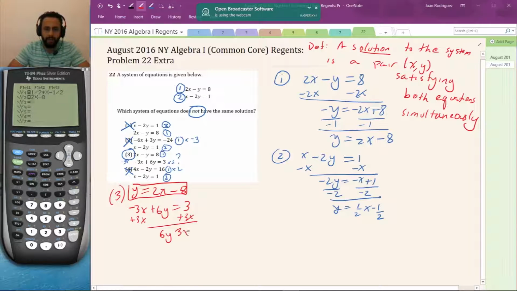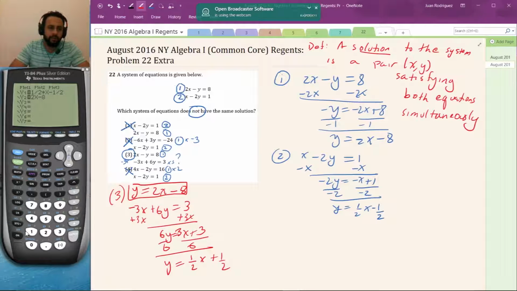6y equals 3x plus 3. And then I divide by 6. And I got y equals 3 over 6 is 1/2, so 1/2 x, and 3 over 6 is 1/2, plus 1/2. And so this one is 1/2 times x plus 1/2. And then the original equation was this equation 2. So we're going to show that we get a new intersection point. Oops, and there we go. We're going to get another intersection point.